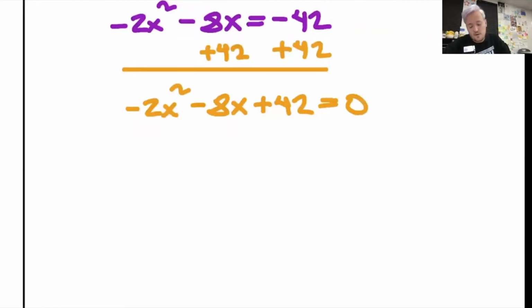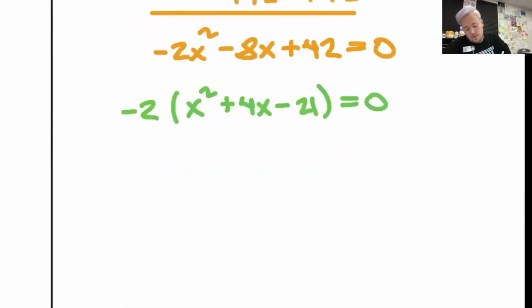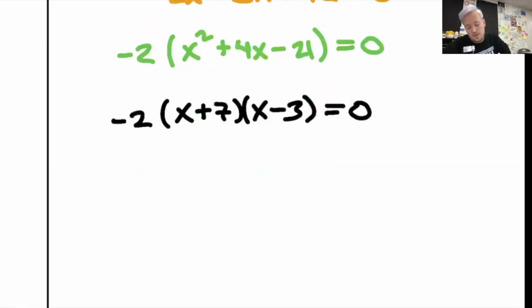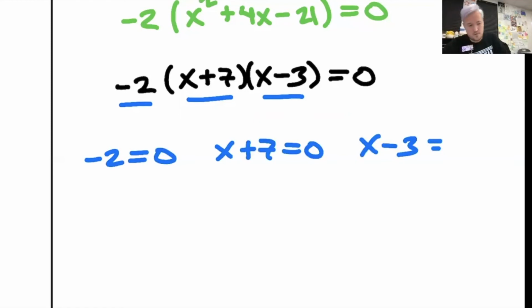All right, now between all three terms, I'm going to take out the GCF of negative 2. So I'll have x squared plus 4x minus 21. I'm going to streamline the factoring process here. When you factor, you should get x plus 7 and x minus 3. All right, so once again, I'm going to set all my components equal to 0. So we have negative 2, x plus 7, and x minus 3. So I'm going to have negative 2 equal to 0, x plus 7 equal to 0, and x minus 3 equal to 0.